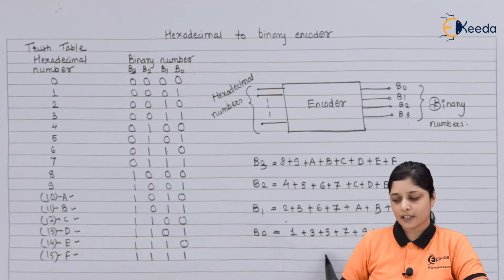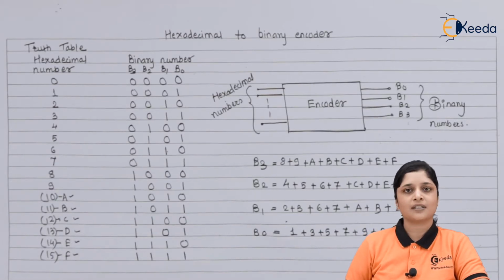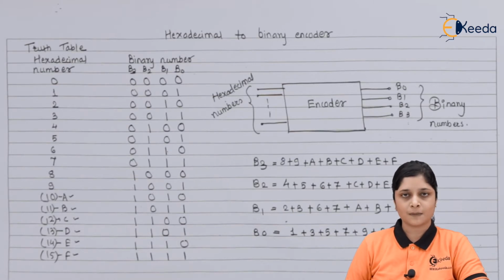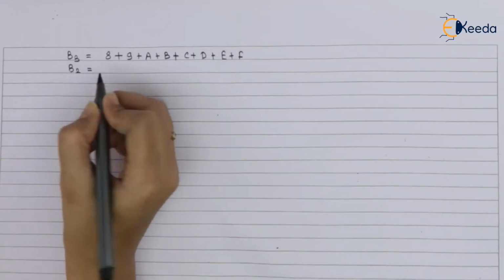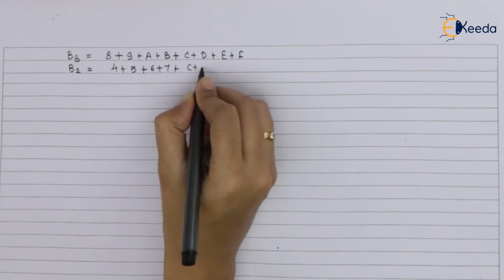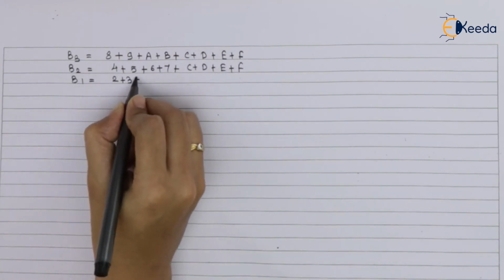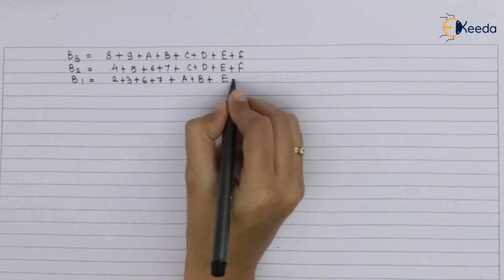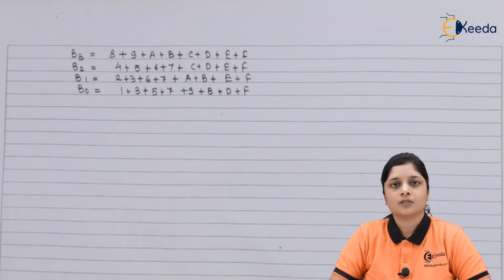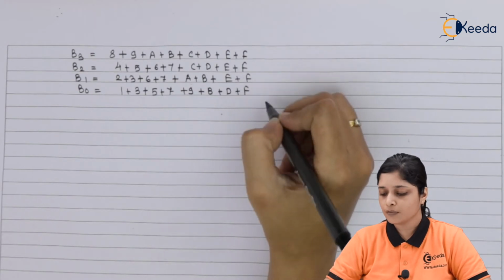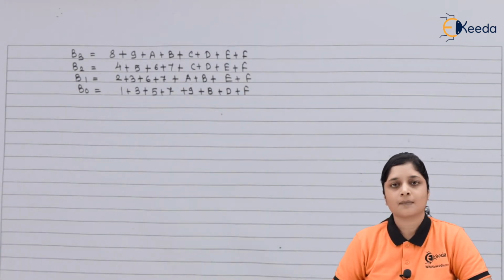After getting these expressions, the next part is to design the encoder for hexadecimal to binary conversion. So we will draw the diagram now. Now we have all the 4 expressions with us. Now we are going to design the diagram.